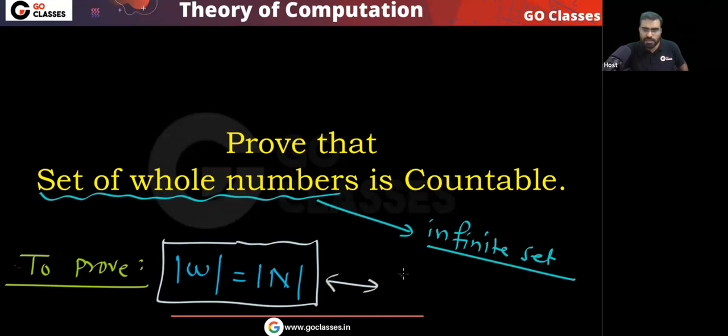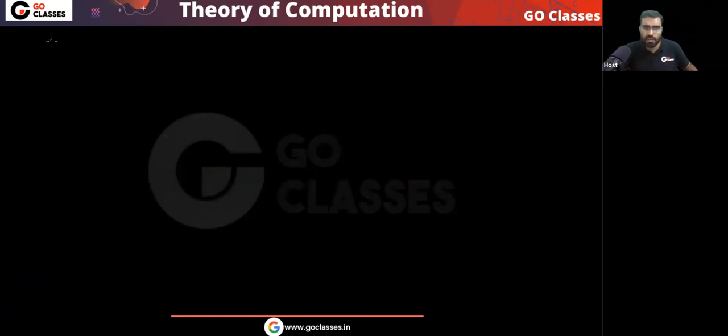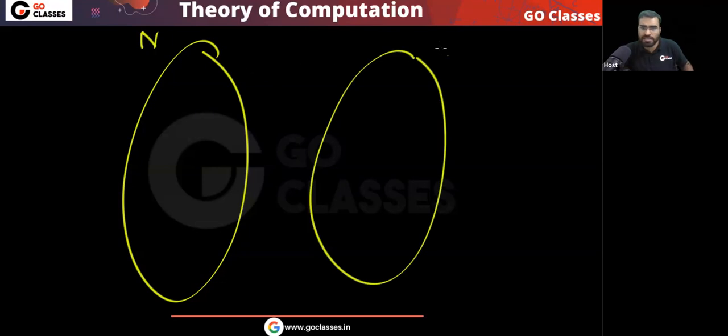That will be done by showing there exists a bijection. If you can create a bijection between the set of whole numbers and the set of natural numbers. So this is your set of natural numbers and this is your set of whole numbers. Can you create a bijection between them?